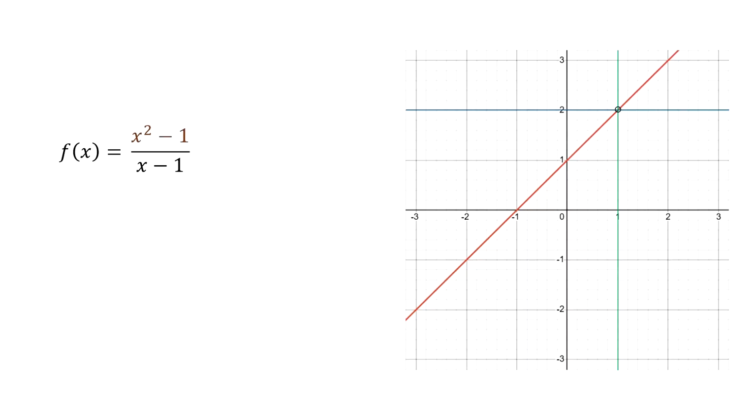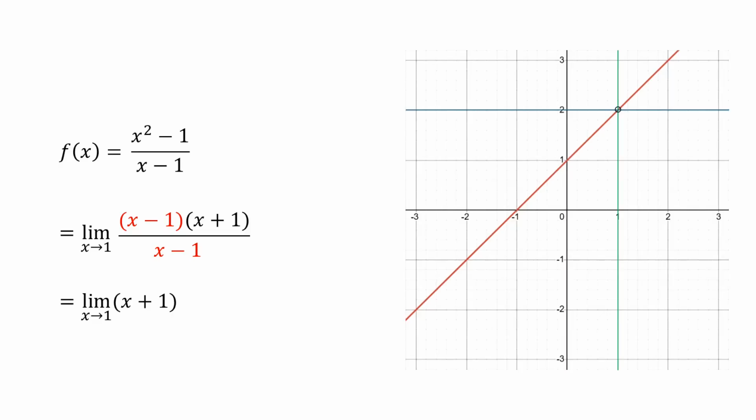Try factoring the numerator. This is a difference of squares, which is easily factored as the product of the sum and difference of two numbers. The difference can be cancelled out by the denominator, leaving this simple expression. Now, replace x by 1, and we get the result, our hole.